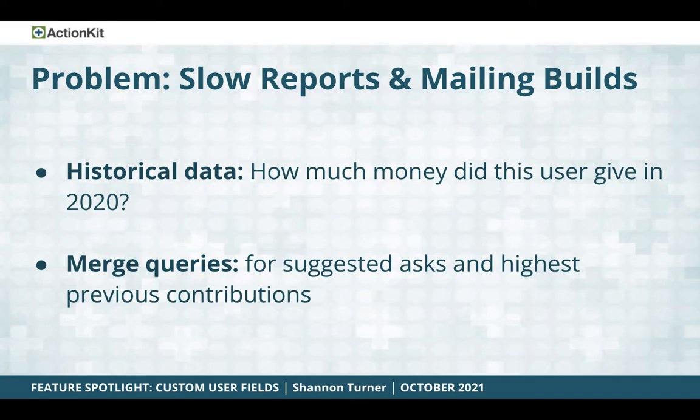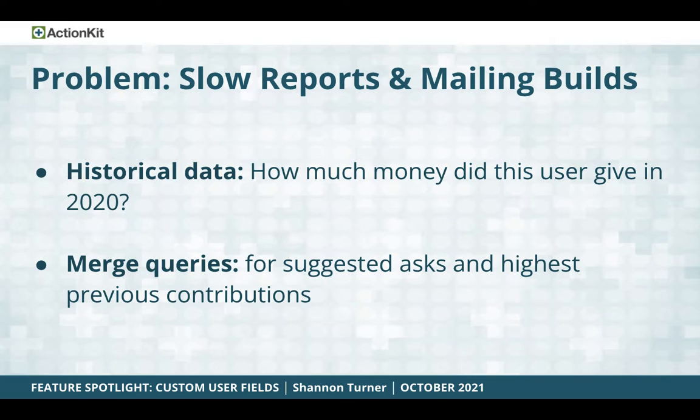Lots of clients like to run reports on historical data to answer questions like, how much money did this user give in calendar year 2020? How much did they give in 2018, 2016? Now, absent a time machine, historical data like that doesn't change very often, but calculating that information from the database, depending on what data you're retrieving, how far back you're going, how many users you have, and a few other factors, calculating that information can be very, very slow.